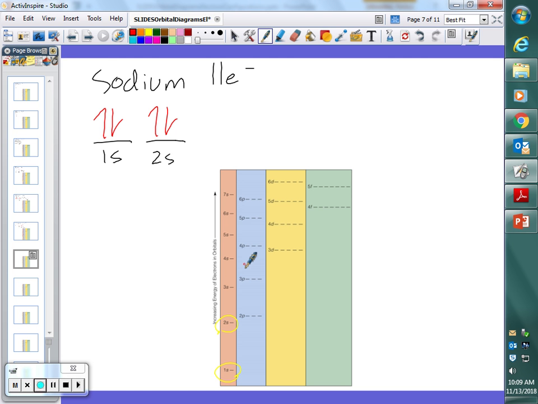That orbital could also hold 2 electrons. It's now full. Now we go to 2p, right? Like we've discussed, there are 3 2p orbitals. We'll label each of them as 2p.